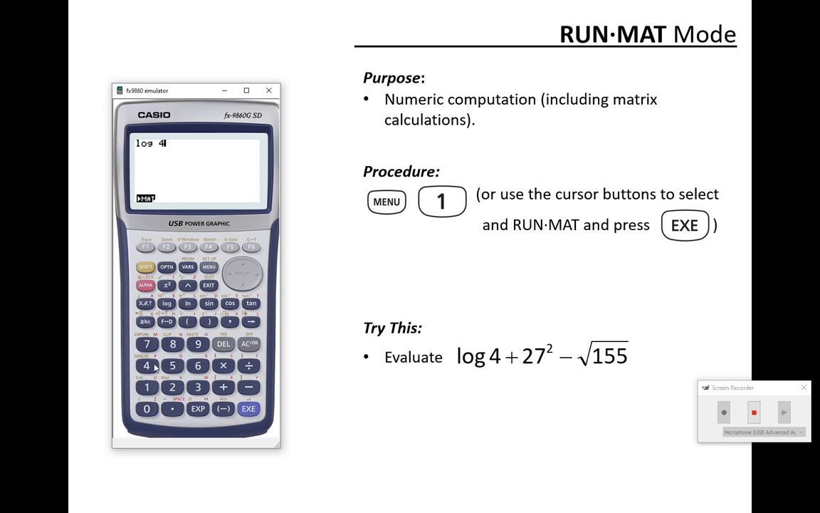So you go log 4 plus 27, and you've got a squared button. I encourage you to use the squared button when you're doing squared, not when you're doing other exponents. And then minus square root 155. The square root's in an awkward spot. It's over top of the squared button, so look for that. Minus square root 155, answer 9,076.